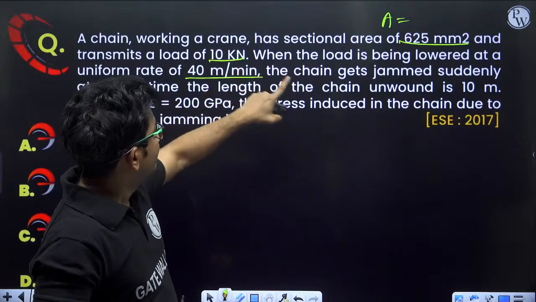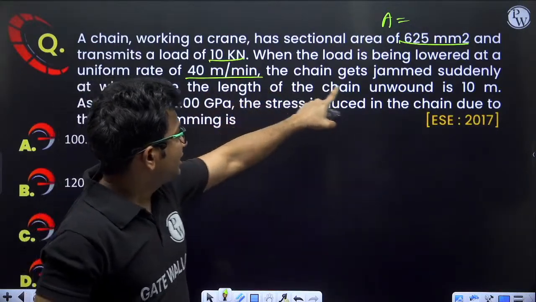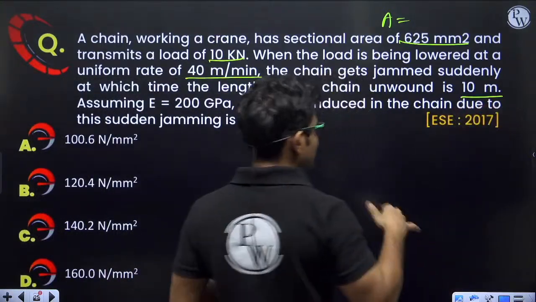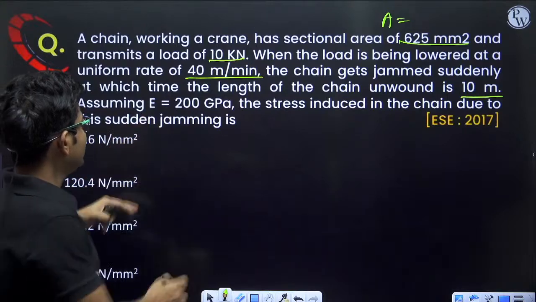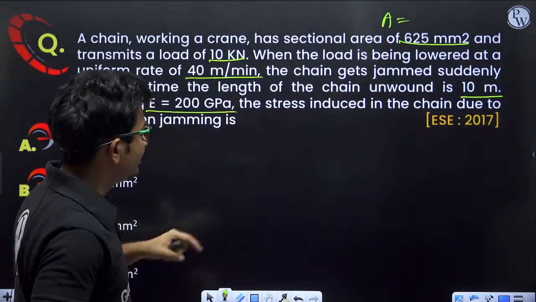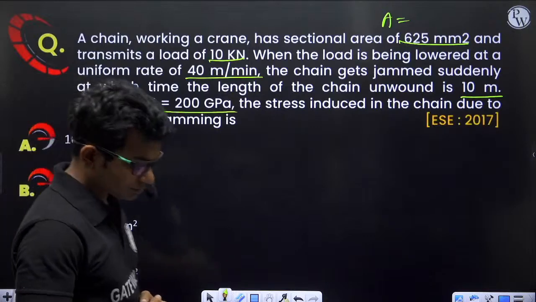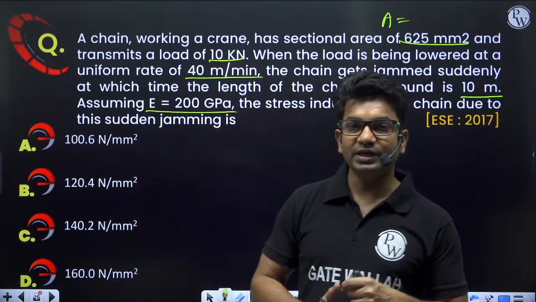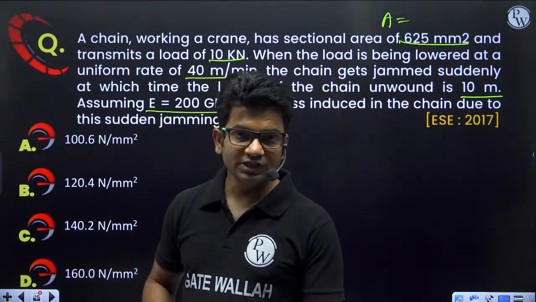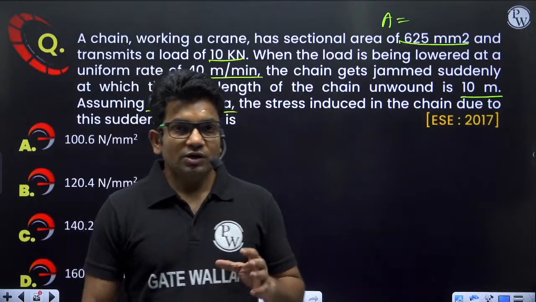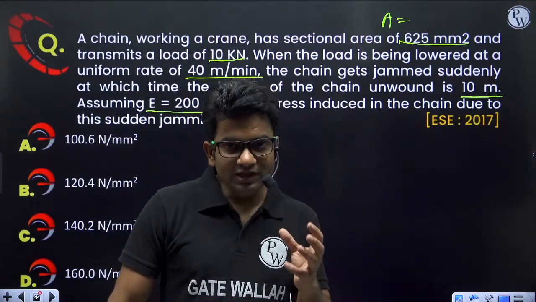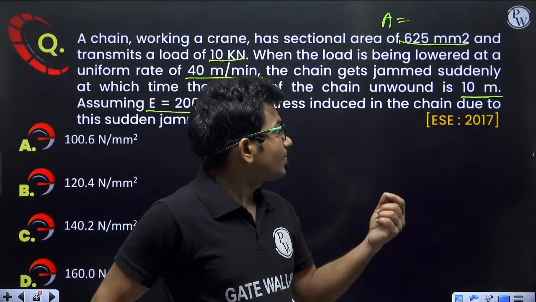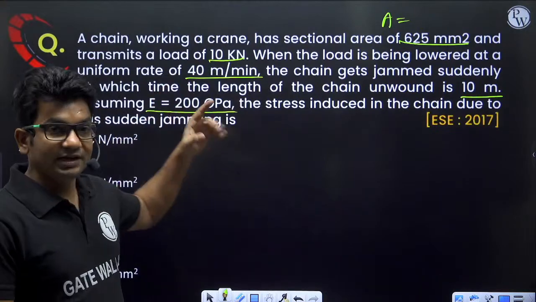Okay, when the load is being lowered at the rate of this, the chain gets jammed suddenly, at which time the length of the chain unwound is 10 meter. Assuming Young's modulus is 200 gigapascal, stress induced in the chain due to sudden jamming is. Now in this type of question, there is sudden jamming, so it will be impact load. In impact load, we have to equate the strain energy stored in the chain to the kinetic energy.